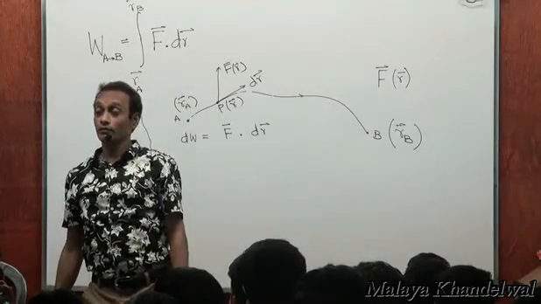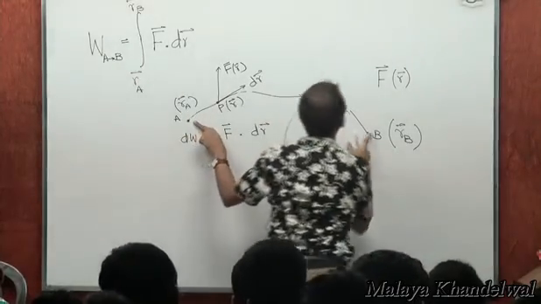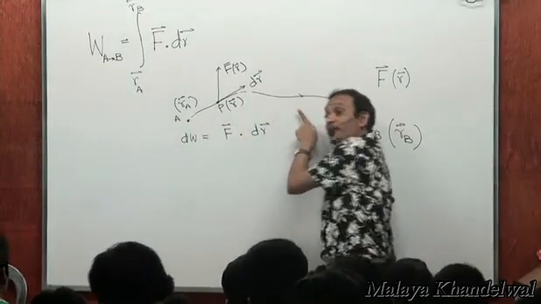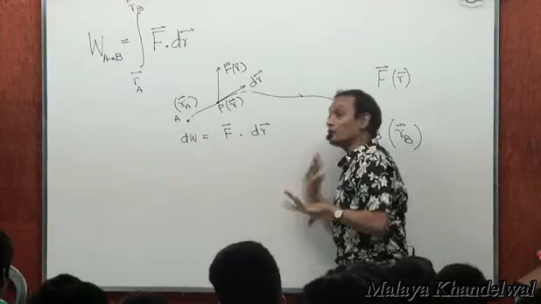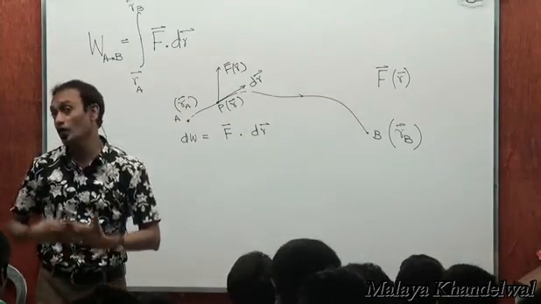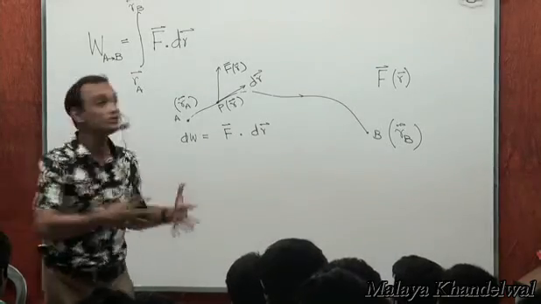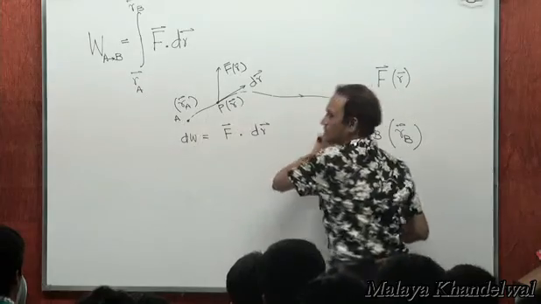Now, in a general sense, this work done from A to B will depend on the path actually taken. What the exact trajectory is will determine the work done from A to B in a very general sense. In a large number of force fields, in general, the work done will depend on the exact trajectory of the particle.